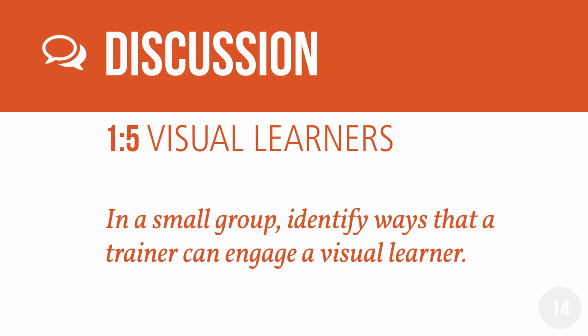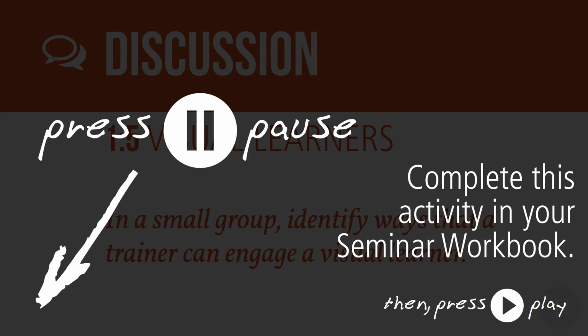Now let's discuss visual learners. In a small group, or in your seminar workbook, identify ways that a trainer can engage with a visual learner. Press pause now and complete this activity in your seminar workbook. When you're finished, press play to continue the seminar.